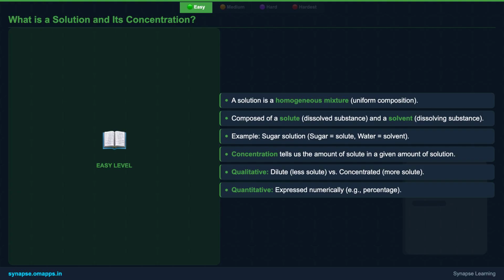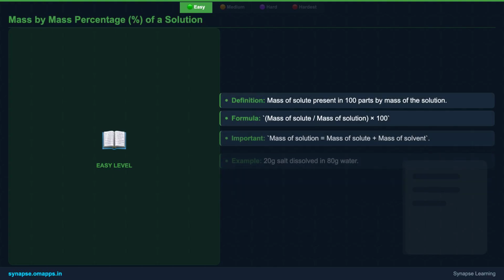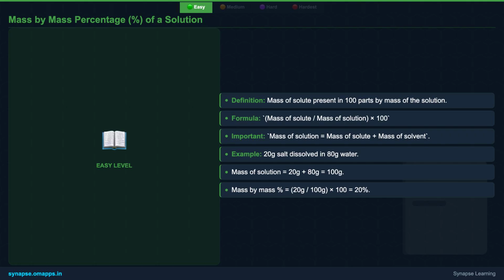Now, concentration simply tells us how much solute is in a given amount of solution. We can describe it qualitatively as dilute or concentrated, but in chemistry, we need exact numbers. That's where quantitative methods come in. One of the most common ways to express concentration quantitatively is mass by mass percentage.